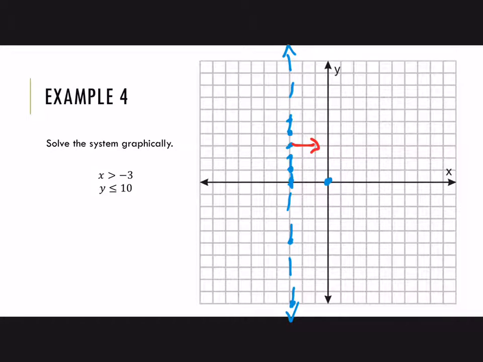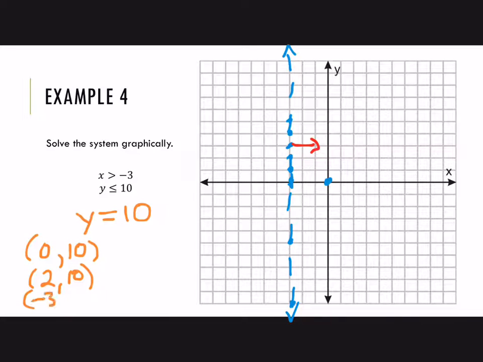Okay, let's look at the second inequality. y is less than or equal to 10. So let's look at the boundary line, y equals 10. Same thing, we could try to find points that make this true. And this means that the y has to be 10, but x can be anything you want, like 0, 10; 2, 10; -3, 10. And when you start plotting these points, you're going to see that they all fall along a horizontal line, all along here.